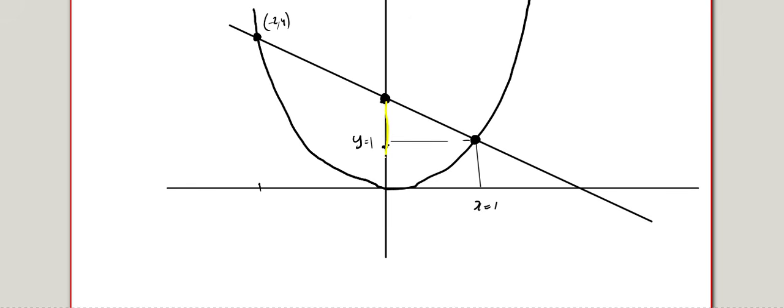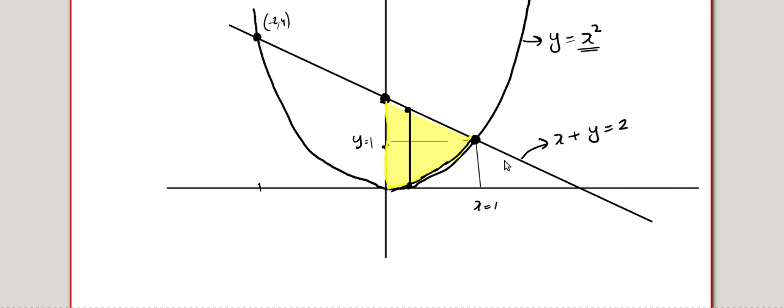I am going to shade it with yellow color. So this is the required region. I'll tell you why. Look, it is parallel to the y-axis, the bottom point is on the parabola and the top point is on the line. And the equation of the line is x plus y is equal to 2 and the equation of the parabola is y is equal to x squared.